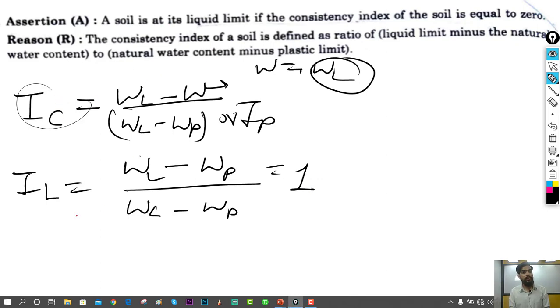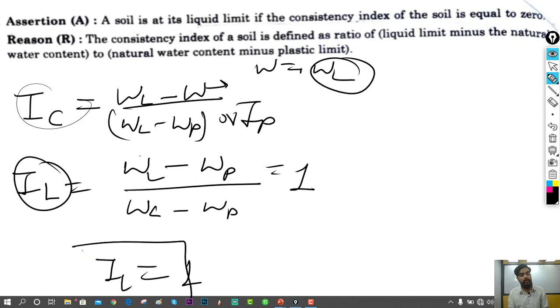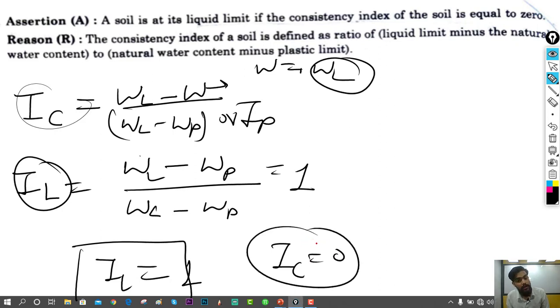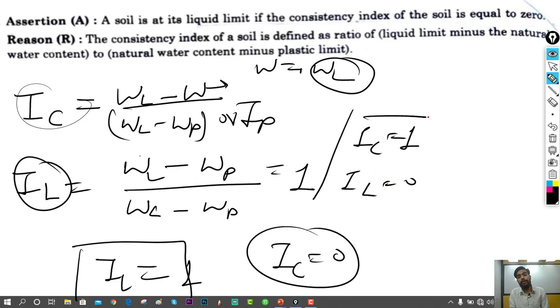So we can see that if our liquidity index is 1, it is in the state of liquid, means our soil is in the state of liquid, or when consistency index is 0, we can say that our soil is in the state of liquid. Or when our consistency index is equal to 1 and our liquidity index equals 0, then we can say that our soil is in the state of solid. Okay, so our assertion A is correct.